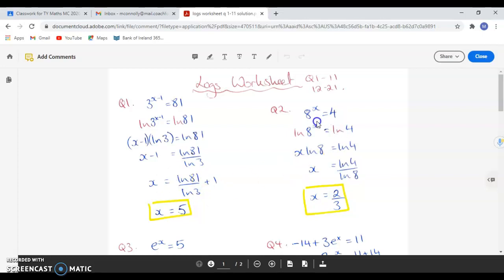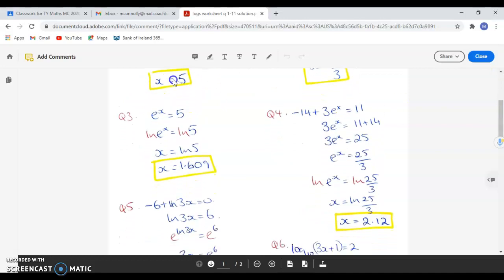On to question 2. Same story. I introduce the ln on both sides, so that allows me to bring the power down in front. It's your rules of logs. Remember, ln is just a short way of writing log to the base e. So I have my x down in front, so then my ln of 8 goes over and divides on the other side. Into the calculator with this, and you get your 2 over 3.